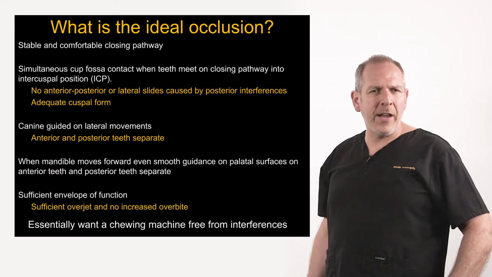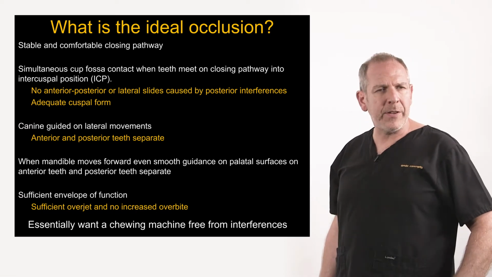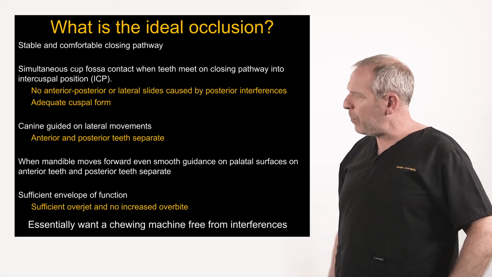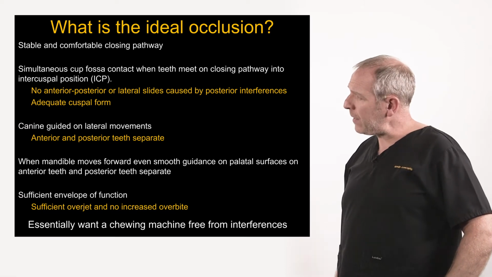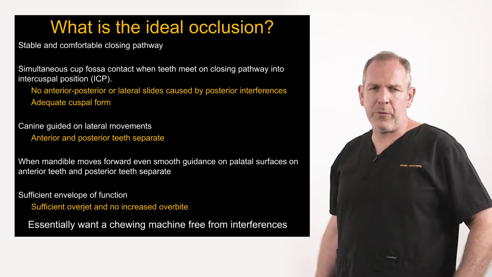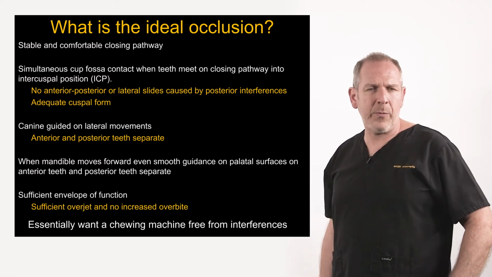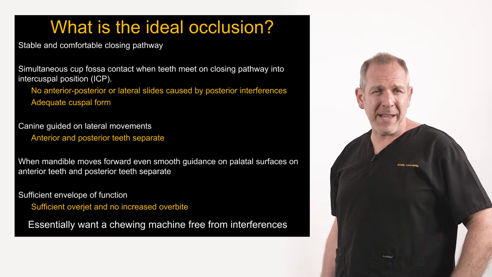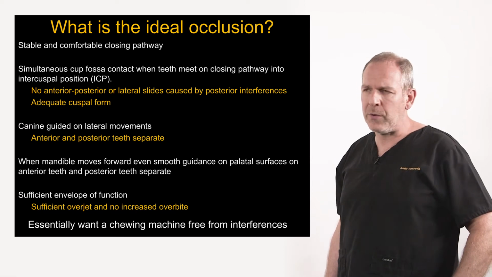So what is the ideal occlusion? Well, it actually almost starts before the teeth come together. What you want is a stable and comfortable, particularly closing, pathway for the patient. So who might lose that? You might not have a stable closing pathway if you have some sort of neuromuscular disorder, particularly these days with an elderly population, with people with Parkinson's or MS. Certainly if you've tried to make dentures for these patients, trying to record centric relation on them is really difficult.